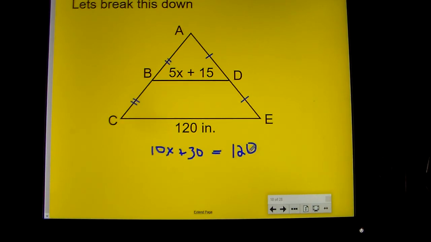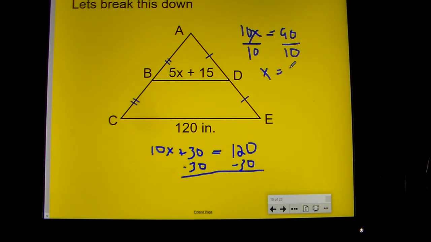We do our inverse operations. We subtract 30 from both sides. We get, I'll write it up here, 10x is equal to 90. Sorry about the handwriting here. Trying to go as neat as I can.